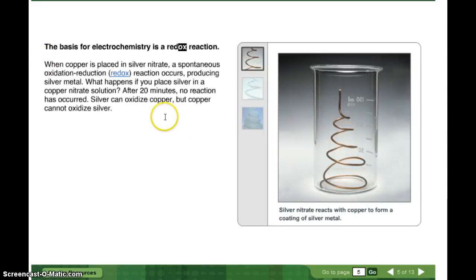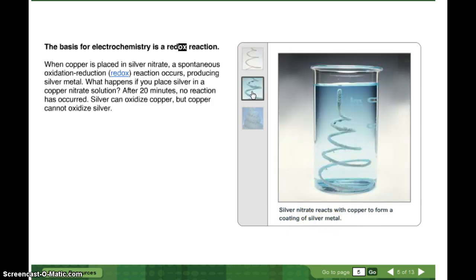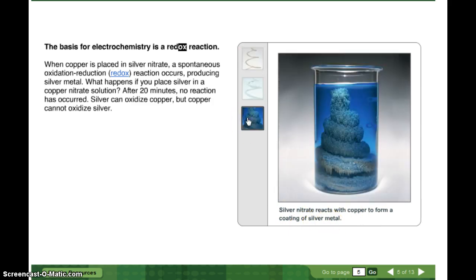And there are reasons for that, but right now they just want you to know from this slide that silver nitrate reacts with copper to form a coating of silver metal. And the silver nitrate, again, reacts with copper to form that coating of silver metal.